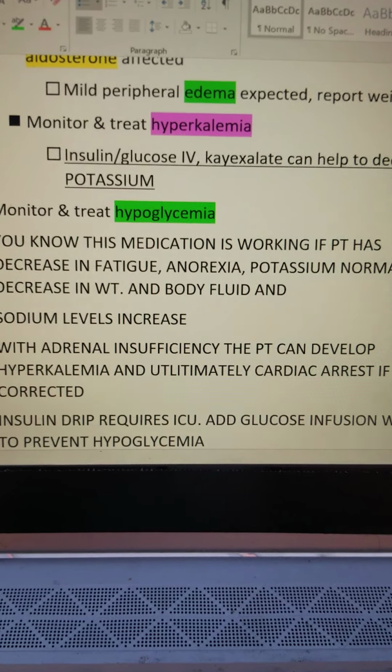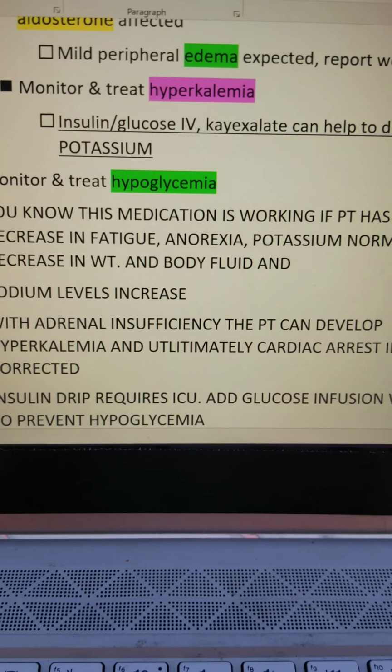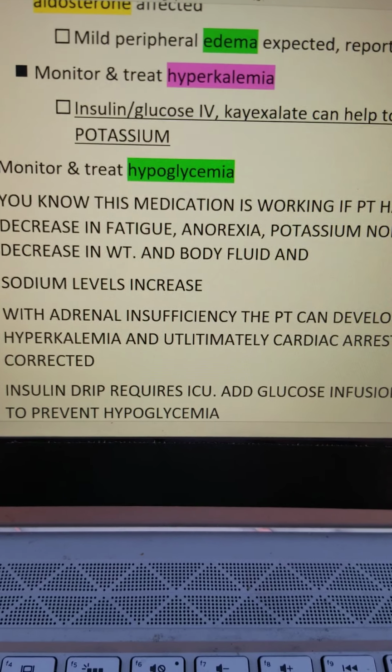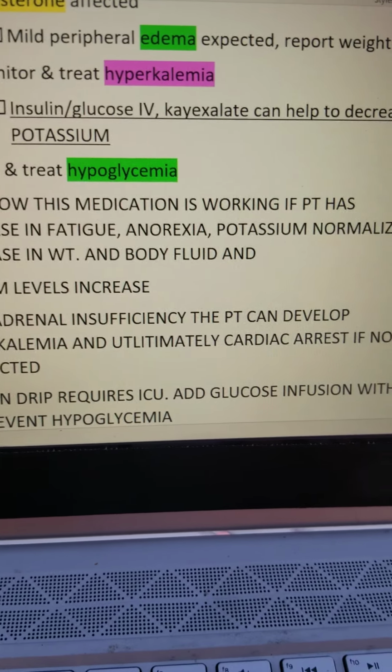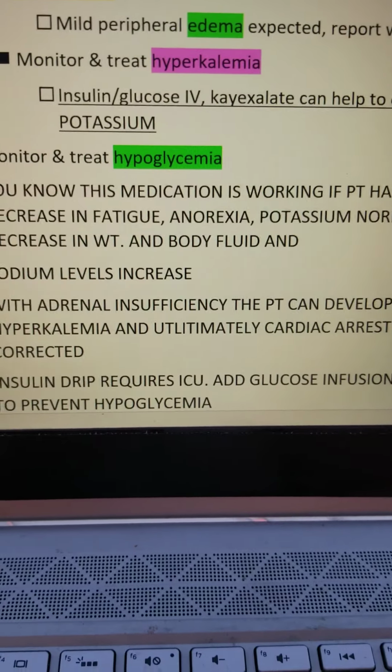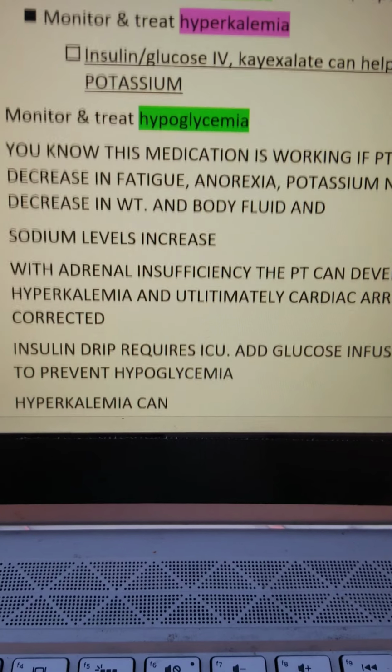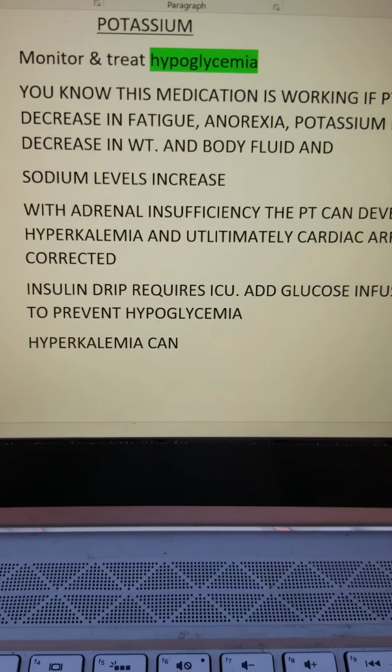So you would use something to bring down potassium. This high potassium, you can use insulin, glucose. You have to give glucose with that. IV K-oxalate can help to decrease potassium. Monitor and treat hypoglycemia, this low blood sugar, so you have to give glucose.